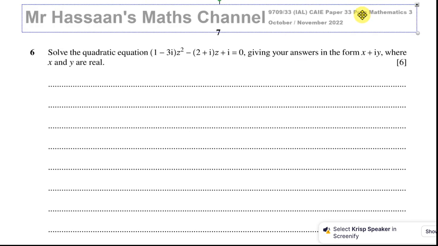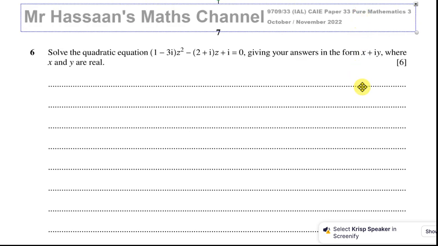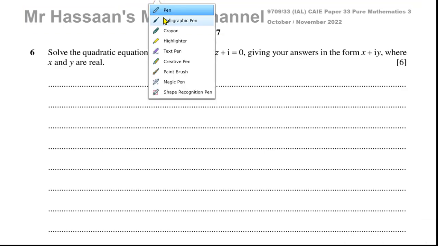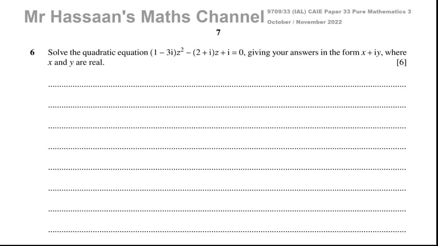I'm now answering question number 6 from the October-November 2022 paper 3 variant 3 from Cambridge, the International A-Level Exam Board. And this question here is about complex numbers and solving equations involving complex numbers. So it's a question that's not really that common, and I think a lot of students were thrown off by this question.